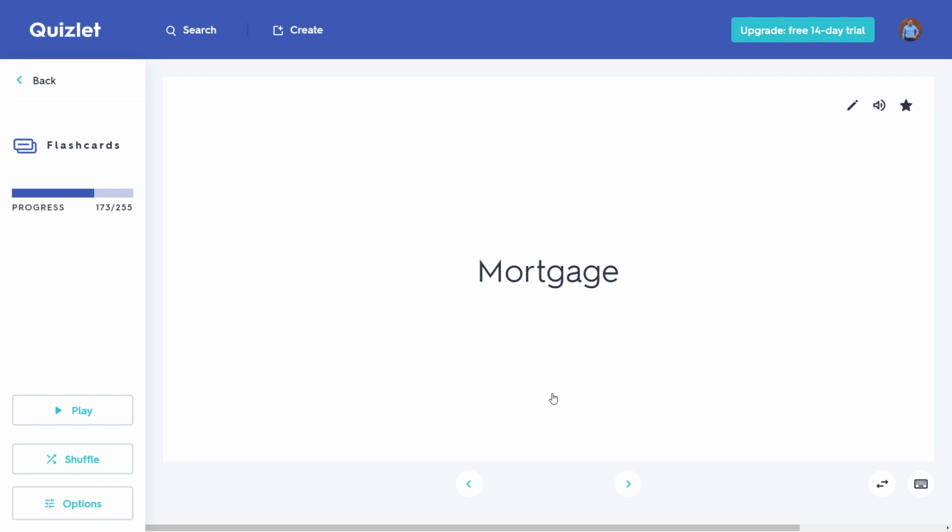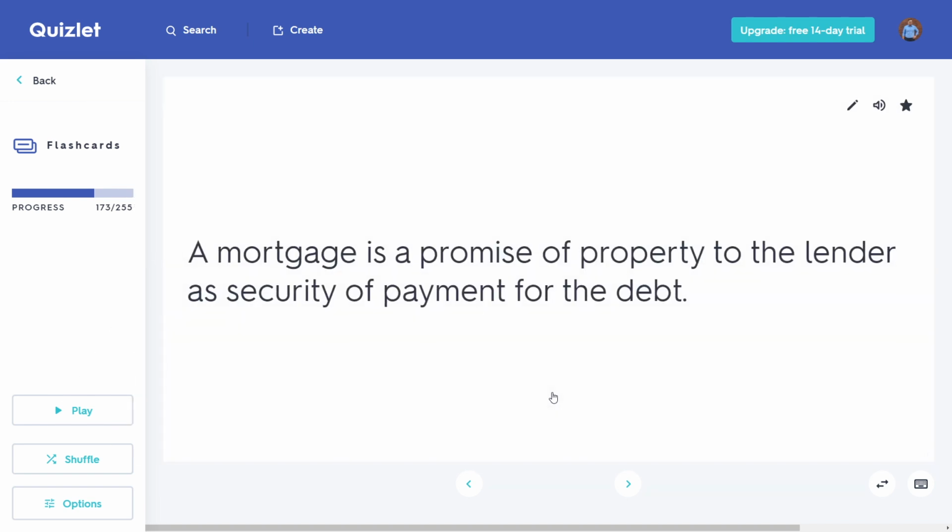Well, let's see. A mortgage is a promise of property to the lender as security of payment for the debt. So, as I talked about earlier when we were talking about liens, a mortgage would be a lien. It is a promise of property to the lender as security of payment for debt. So, simple as that, but super important.